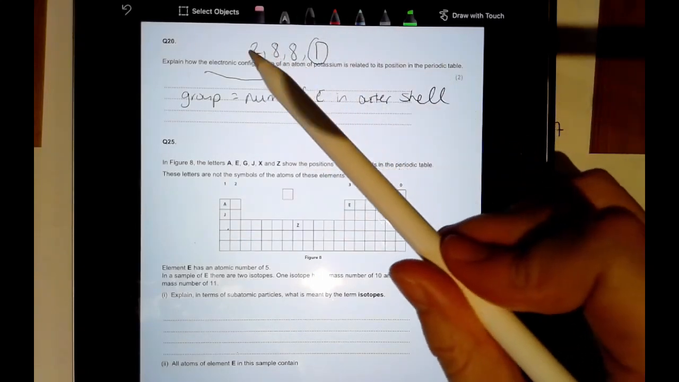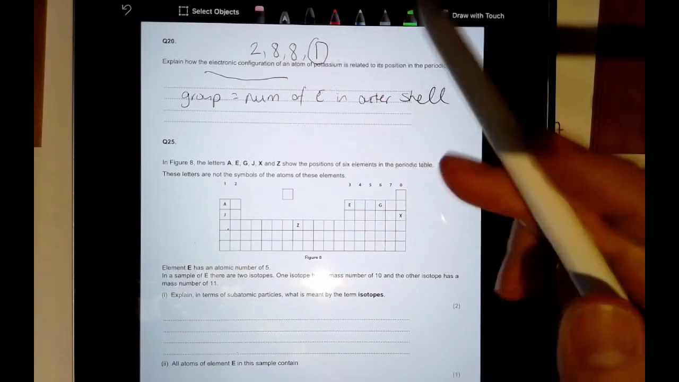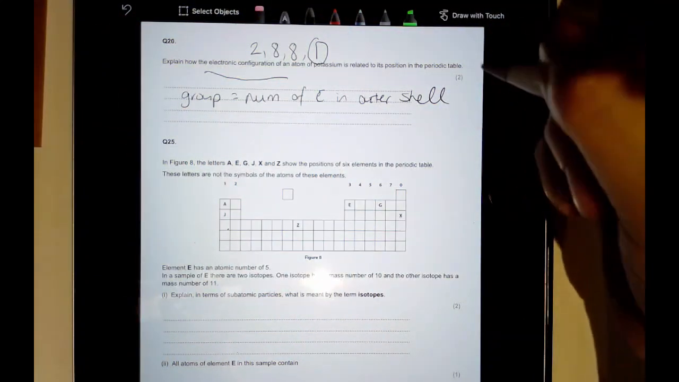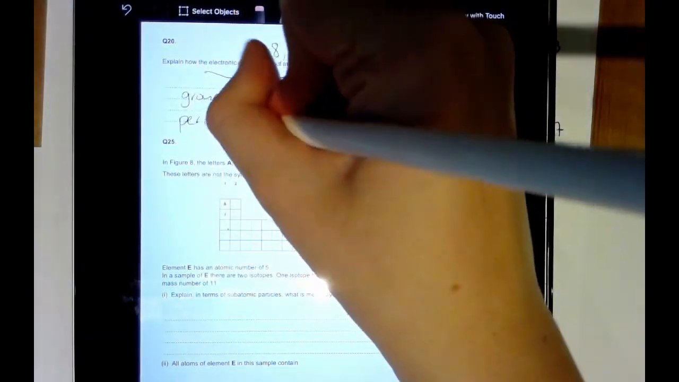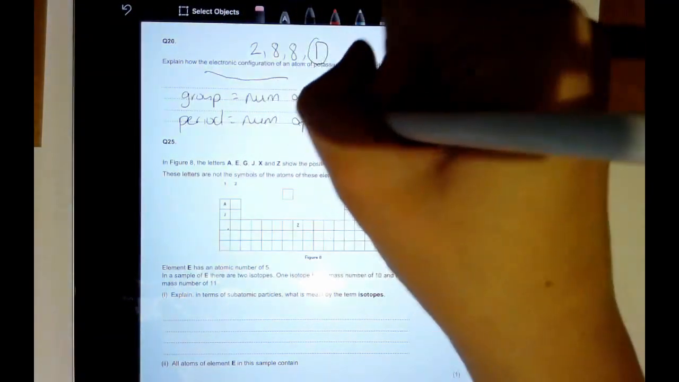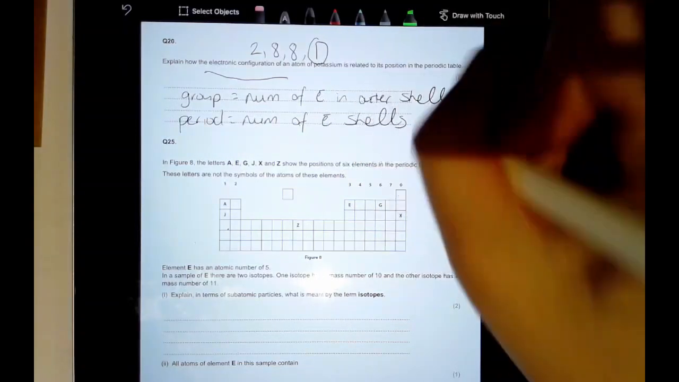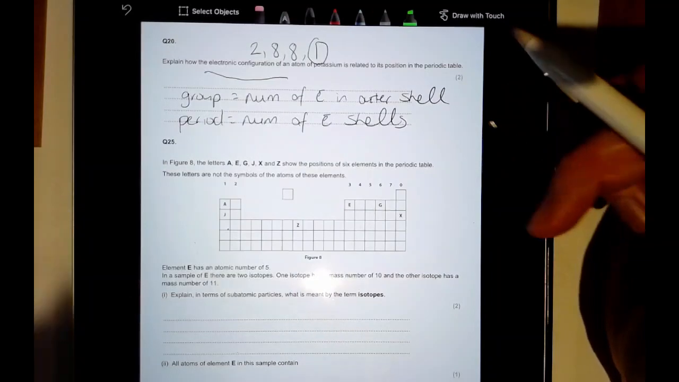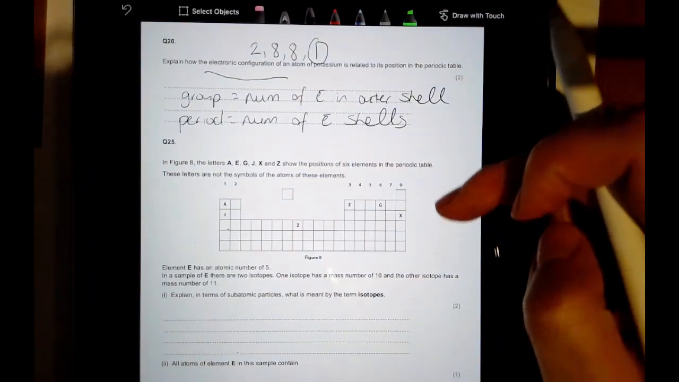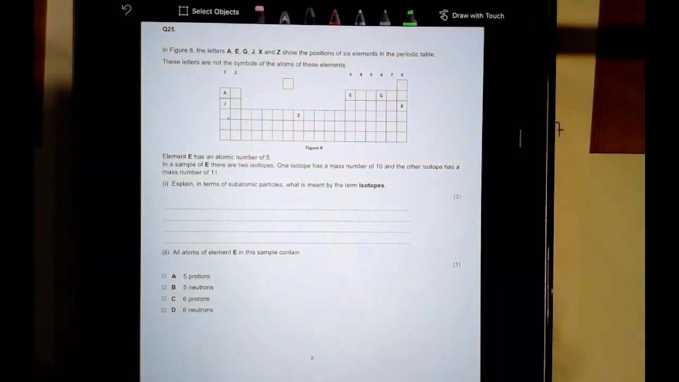Well, if you count the number of shells, 1, 2, 3, 4, you'll see that that matches the period that potassium is in. So I'm going to write period equals the number of electron shells. So number of electrons in the outer shell is the group, number of electron shells in total that are needed is the period. The next question, explain in terms of subatomic particles what is meant by the term isotopes.